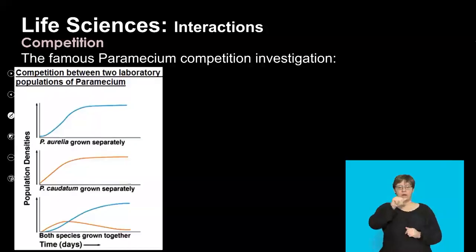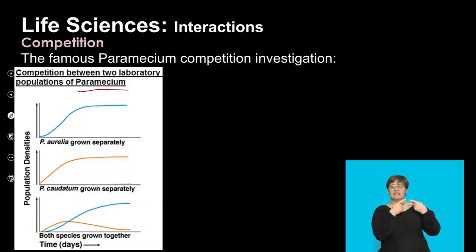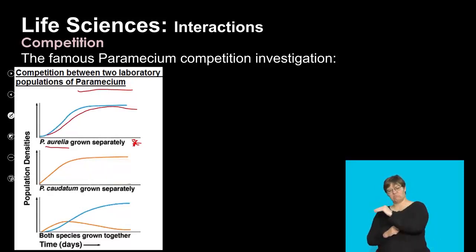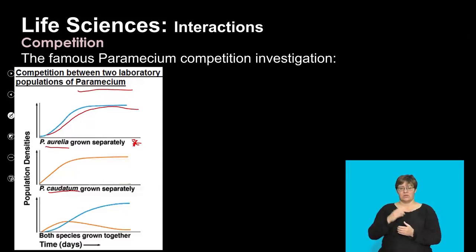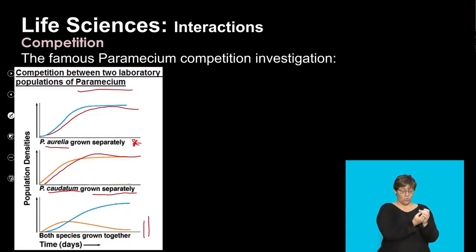Now, the famous Paramecium competition investigation showed us two different Paramecium species. If you grew Paramecium aurelia all by itself in a little water source, completely on its own, we would see this kind of very normal logistic growth. Likewise, if you took the other species, Paramecium caudatum, and you grew it separately all by itself, we'd see a very similar growth curve. But when the two species were grown together, something very interesting happened.